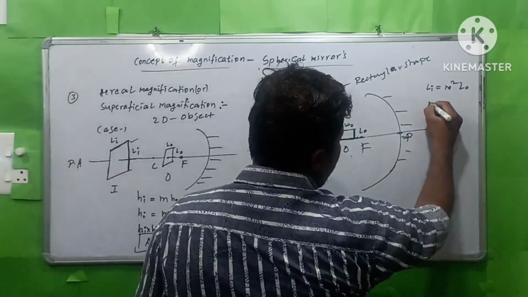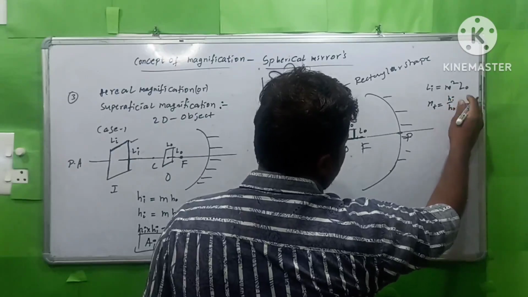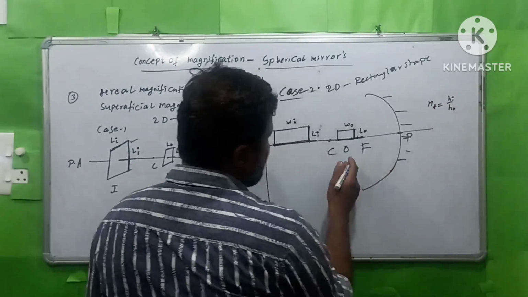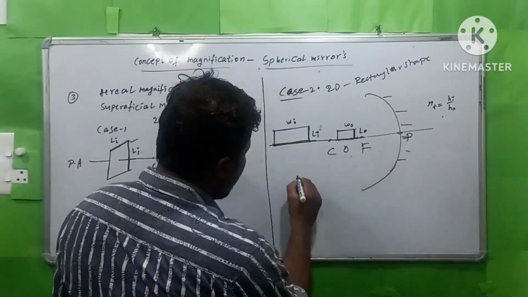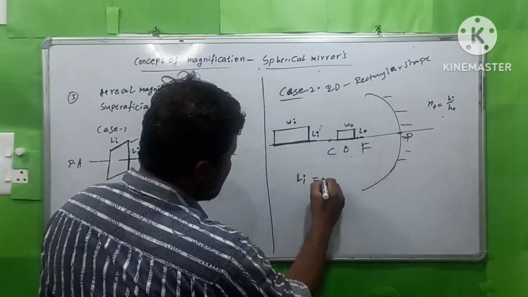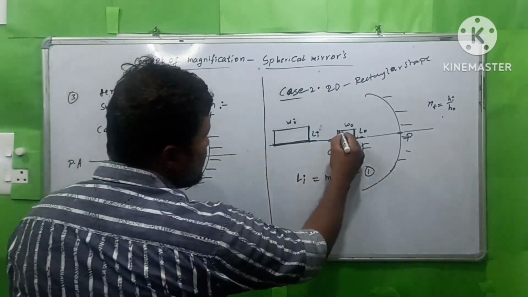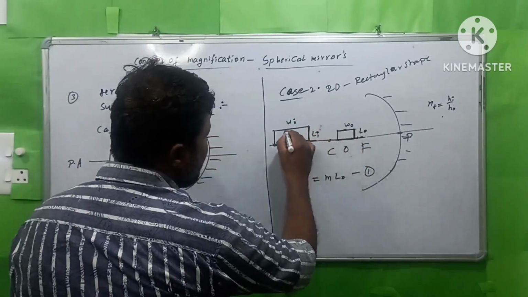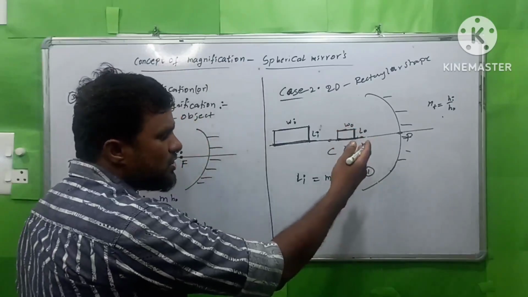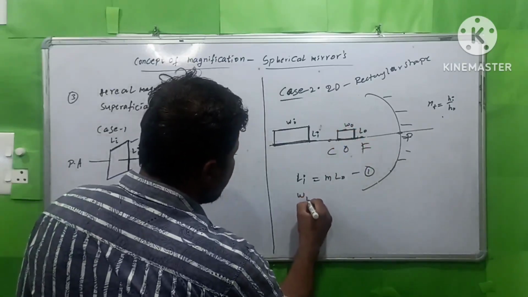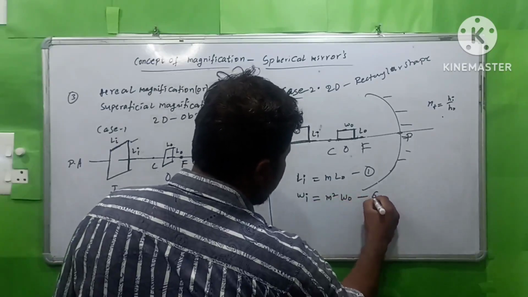What is the formula? Transverse magnification is equal to height of the image over height of the object. What is height of the image? Height of the image is Li. So we can write Li is equal to m times Lo, equation number 1. Now if you observe the width, this line, this is parallel to the principal axis. It resembles longitudinal magnification. So width of the image becomes m square times width of the object, equation number 2.